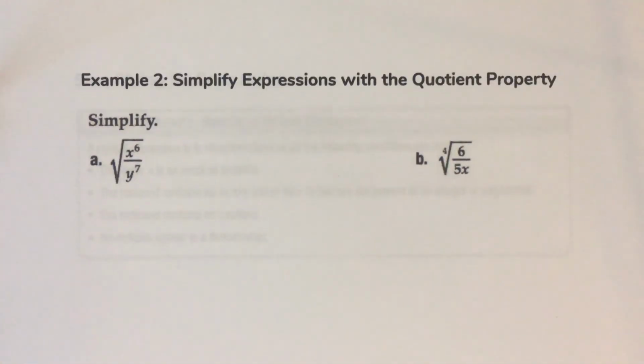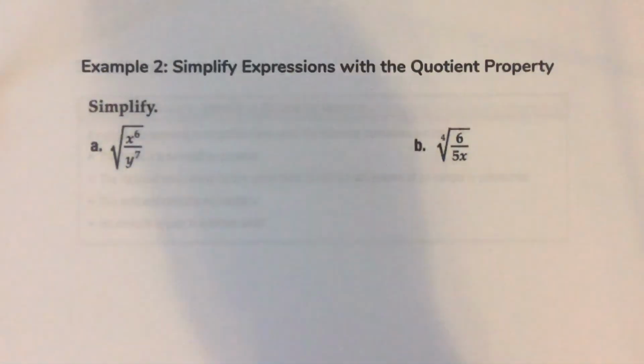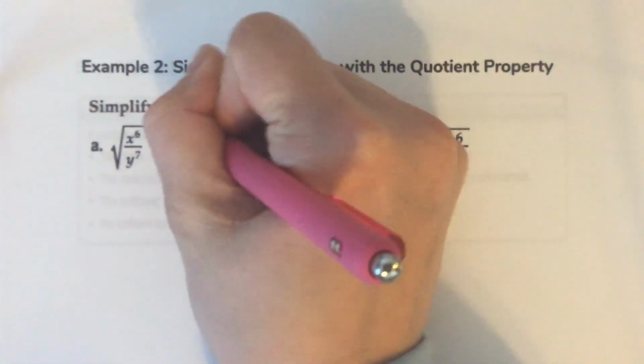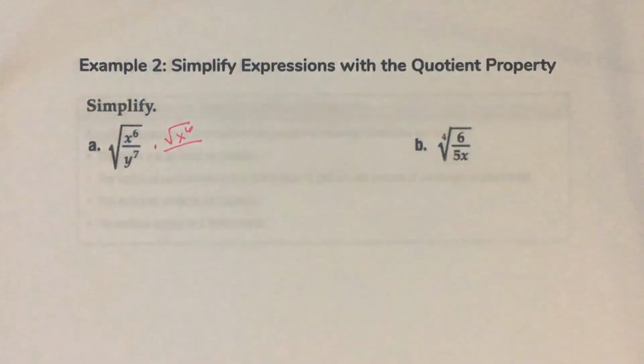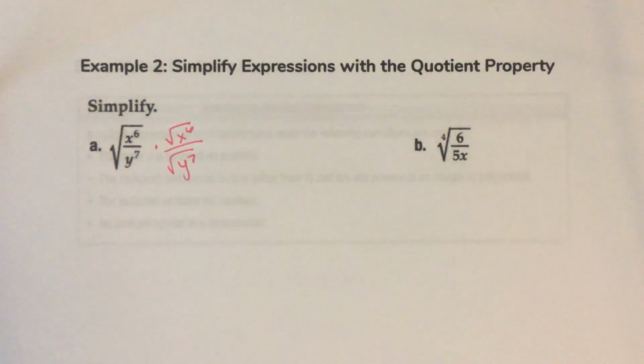Example 2, simplify expressions with the quotient property. So the first thing we want to do, as we're looking at part A here, is split this up so that we have a square root on the top and a square root on the bottom. So this is going to look like the square root of x to the 6th over the square root of y to the 7th.